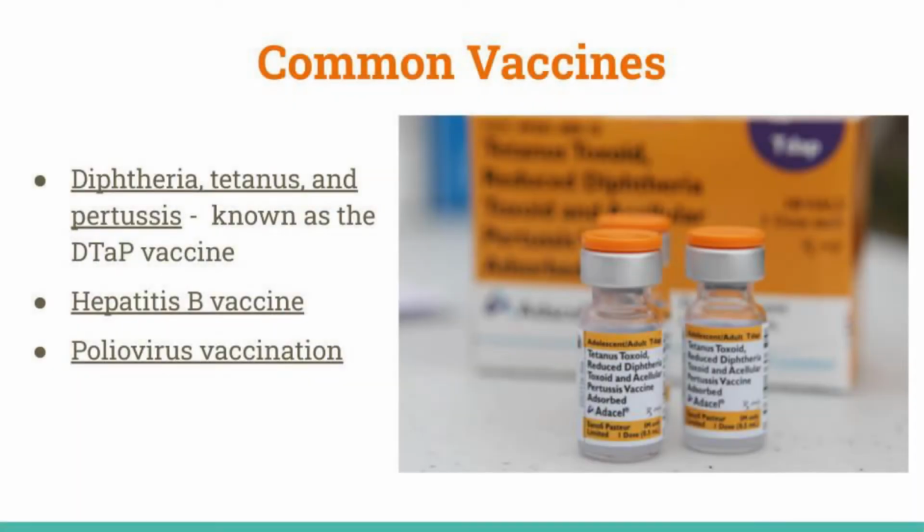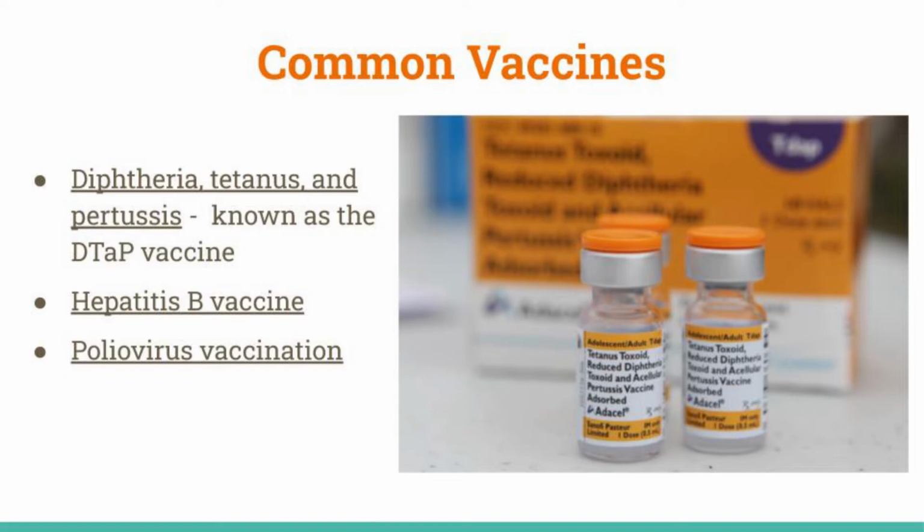Vaccines. Some examples of common childhood vaccines include diphtheria, tetanus, and pertussis, known as the DTaP vaccine. It is a 5-dose vaccine given first at 2 months, then 4 months, 6 months, 15 to 18 months, and the last dose should be given between the ages of 4 to 6 years old.